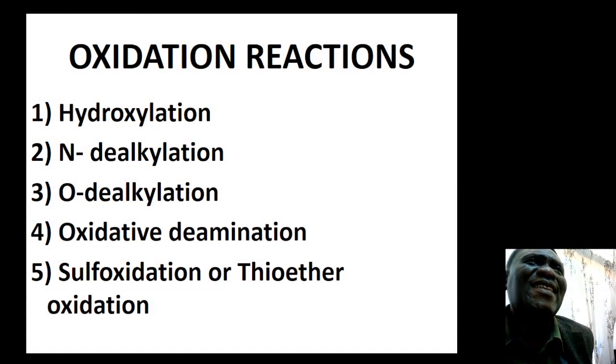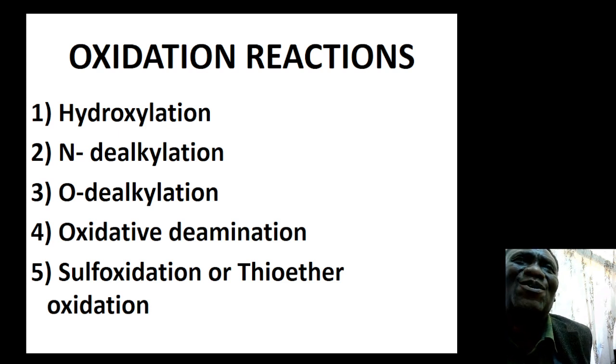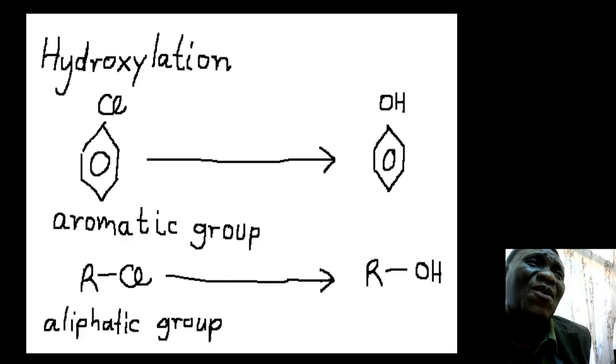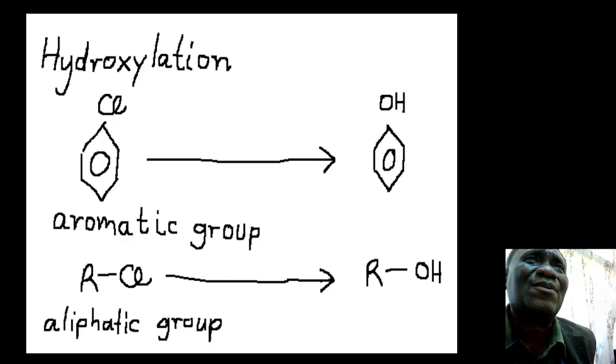Okay, so what are the oxidation reactions? Hydroxylation, N-dealkylation or O-dealkylation, oxidative deamination, sulfoxidation, or thioether oxidation. Now, under hydroxylation, you either have what is known as the benzene ring, which is the first line there with Cl. Hydroxylation means changing the Cl, which is a chlorine atom, to the OH group.